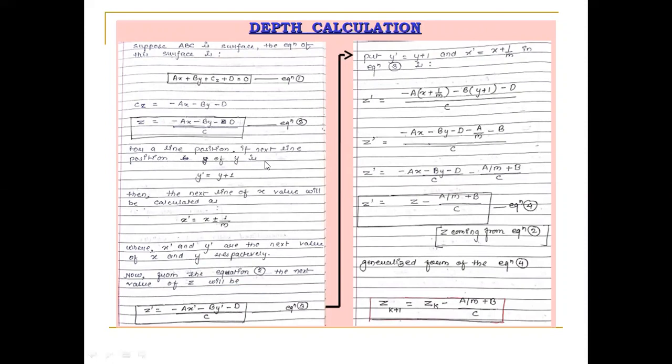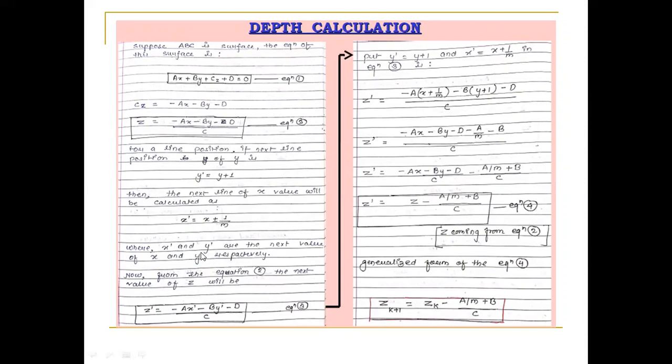So for a line position, the next line position of y is always incremented because we are moving from bottom to top. So y = y + 1, and the x value is calculated using the formula x' = x + 1/m.